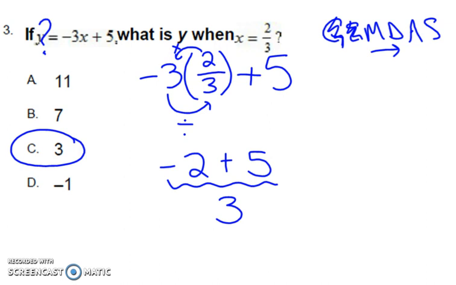Well, now the only step left I have is to add negative 2 plus 5 is positive 3. So even though it looks different because it says what is y, we don't know what y is, so that's what we're solving for. That's our answer. In this case, y is equal to 3.